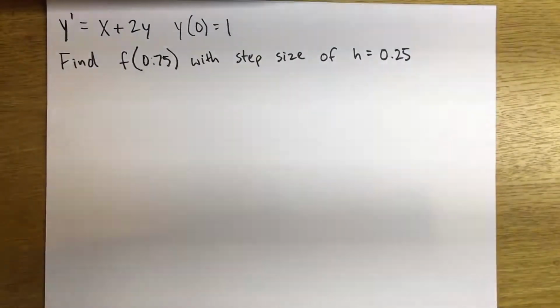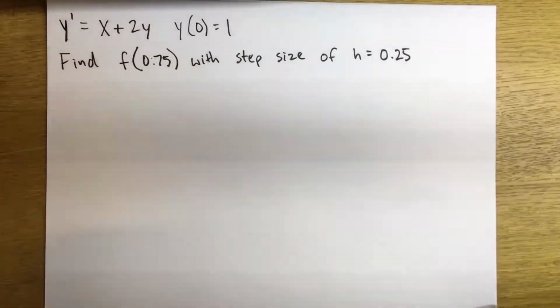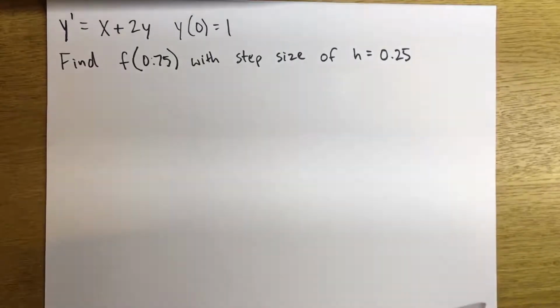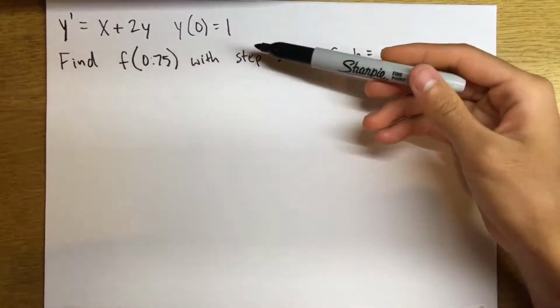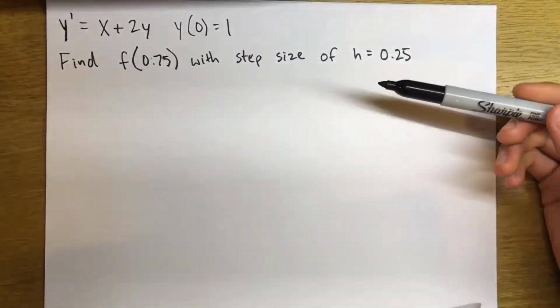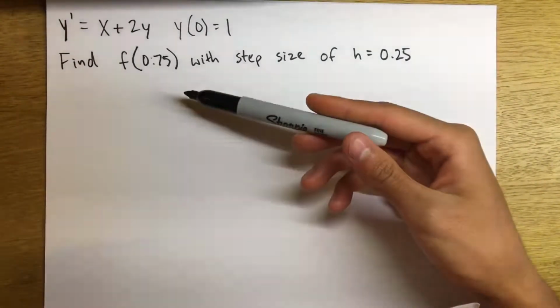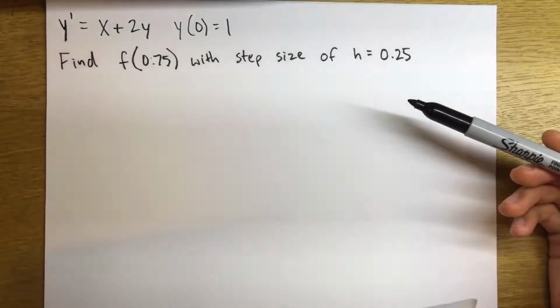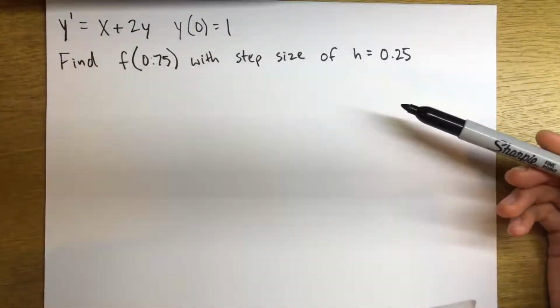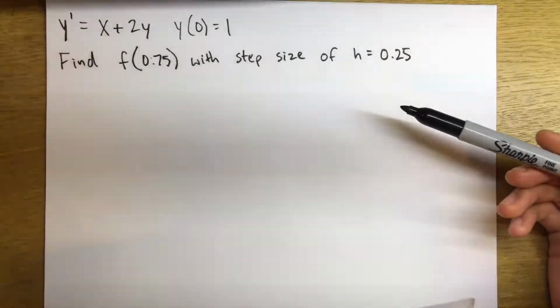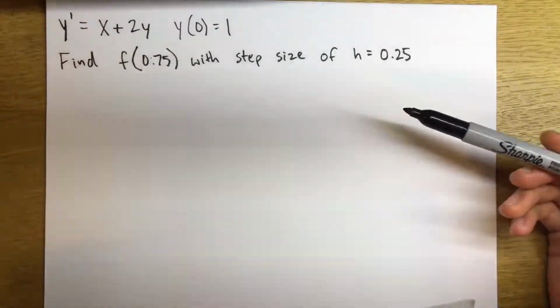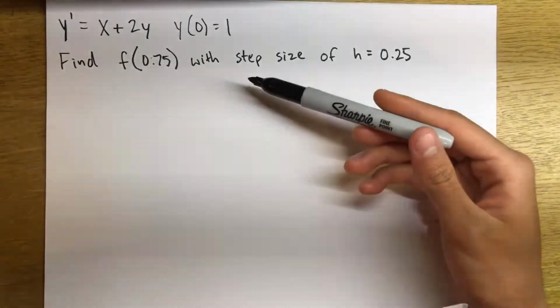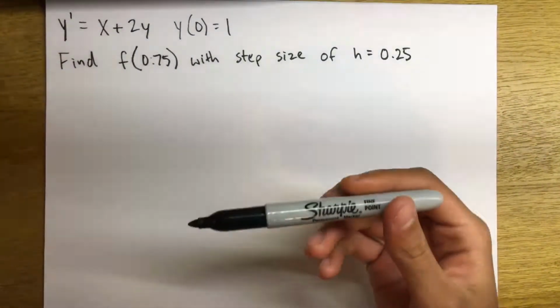Now let's say that we have a differential equation y prime equals x plus 2y, and the initial term of y of 0 equals 1. Our objective is to find f of 0.75 if there is a step size of h equals 0.25. Euler's involves using linear approximation multiple times to find close values to the actual line.